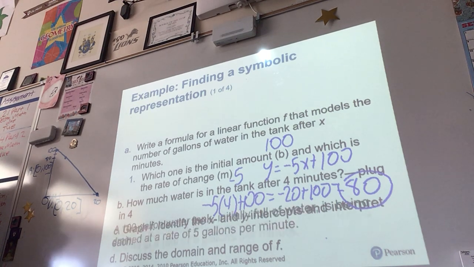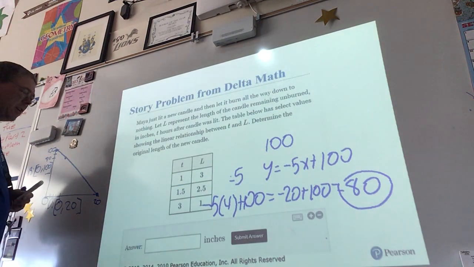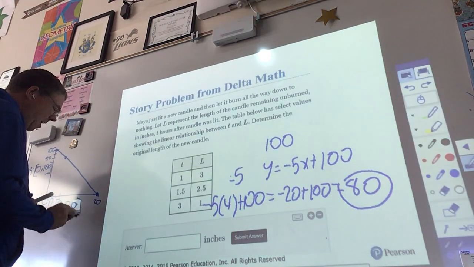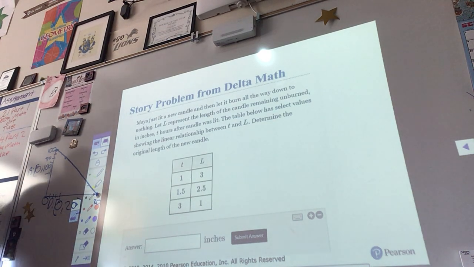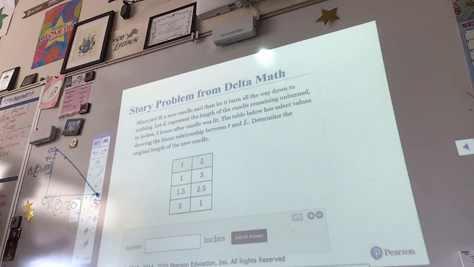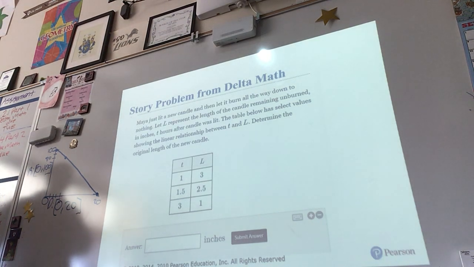So, let's look at a Delta Math problem just like one you will see on your homework. In fact, I took this off of the homework. Some of you may actually get this one, some of you won't. They randomize them. So we've got Maya, she lit a candle. And her candle burns until it is all gone. And she kept track of how long the candle was after every hour of burning. After 1 hour, it was 3 inches. After an hour and a half, it was 2.5 inches. And after 3 hours, it was 1 inch. Okay?